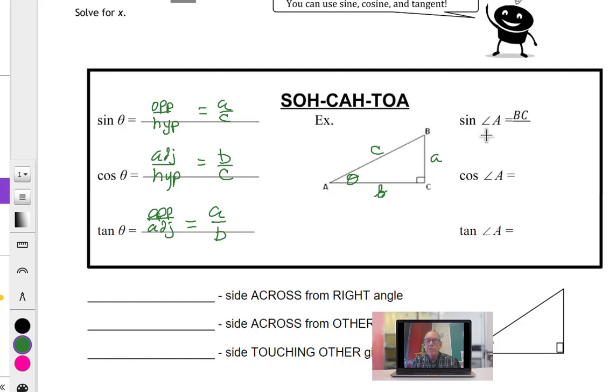In terms of side lengths, the sine of A is equal to BC over AB. The cosine of theta is equal to adjacent, which is AC, over hypotenuse. And the tangent of theta is the opposite, which is BC, over the adjacent, which is AC. So that's how we can use the different side lengths to set up the ratios.